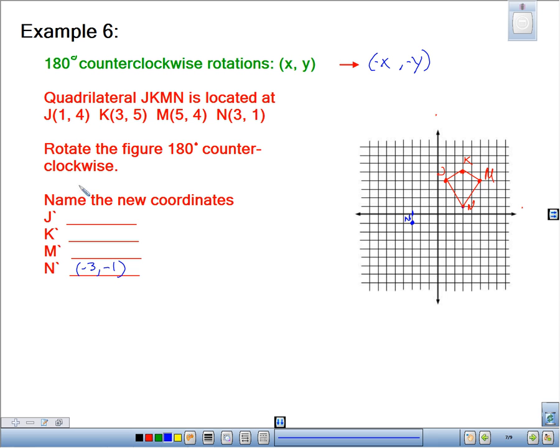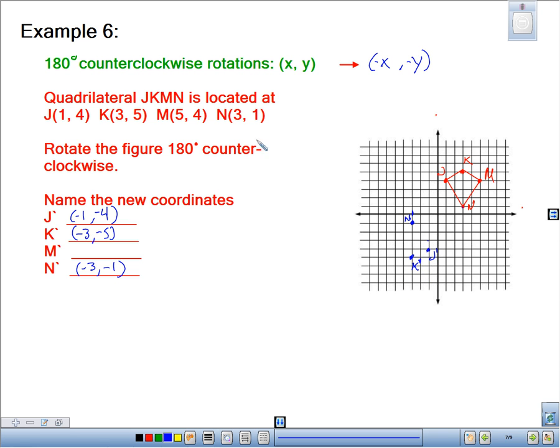So let's do it for J. J was at 1, 4, but we need its opposites. So negative 1, negative 4. So let's draw it in. Negative 1, down 1, 2, 3, and 4. There's J prime. Let's try it for K. K was at 3, 5, but I want the opposites. So negative 3, negative 5. So negative 3, down 1, 2, 3, 4, and 5. So there's K prime. Easy.